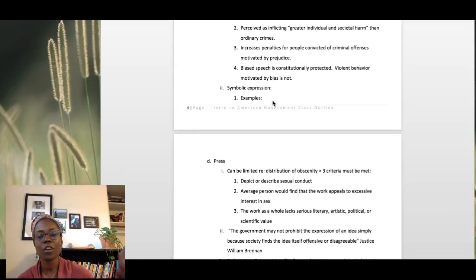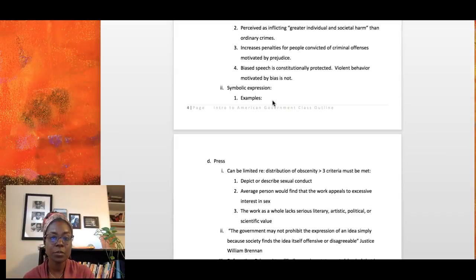So, a few examples often deal with the flag because that's an important symbol of government. So, whether it is burning a flag or using a flag to demonstrate your positive feelings, those are all considered symbolic expression. Also, use of religious symbols, so burning a cross, or doing something that's seen as disrespectful to other religious symbols, whether it's the Star of David, which is symbolically associated with Judaism, or the Star and the Crescent, which is traditionally associated with Islam.